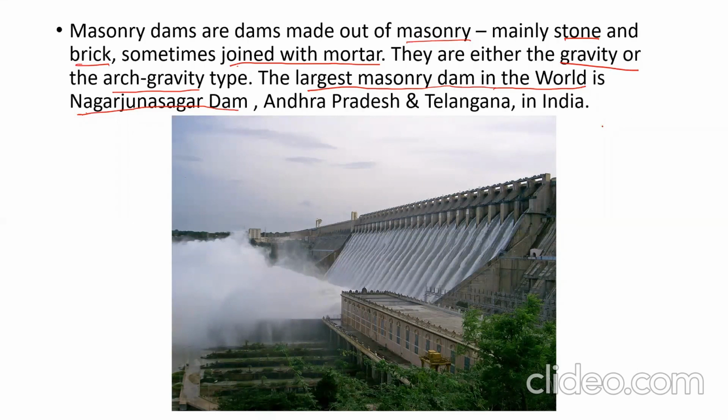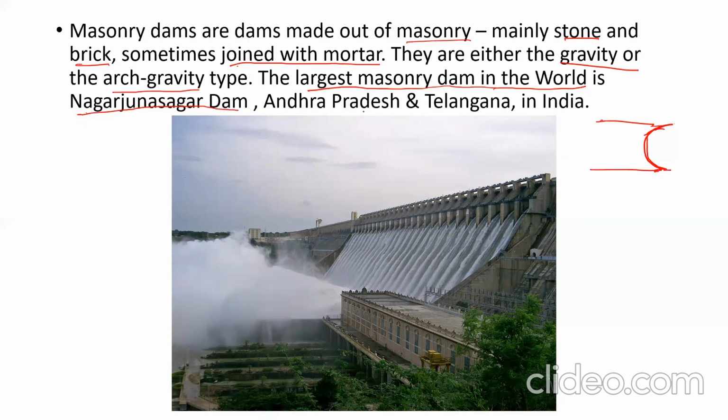For example, suppose this is the river which we have to obstruct, the arc type will look like this. Its shape is like a bow, like this. We don't need this much detail.